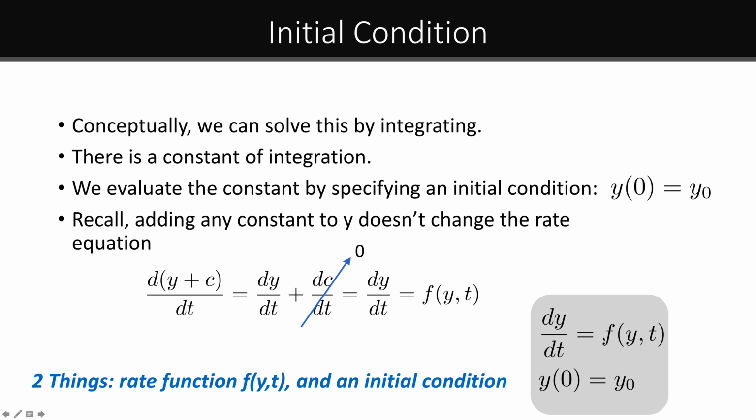Now, it's not enough just to have the rate function dy/dt equals f of y, t. We also need an initial condition. The problem's not complete without the initial condition. So y at time 0 is equal to y naught, which is some number that we're given, like 5. This is consistent with having a rate equation: when we solve this via some form of integration, we get a constant of integration. Our initial condition serves to constrain that constant of integration. And normally that's built into the solution method by starting at this initial point, and we'll see that shortly.